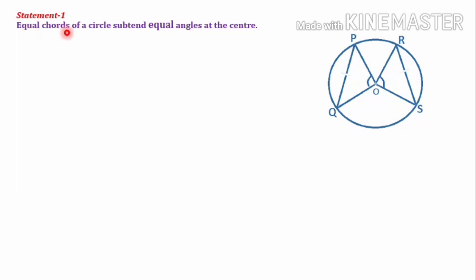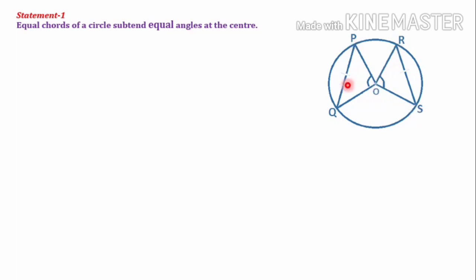Equal chords means their lengths are equal. So here a single cut is marked; they are equal in length. So these chords subtend equal angles at the center. Center is O. The chord PQ is making an angle POQ with the center, and chord RS is making an angle ROS with the center.